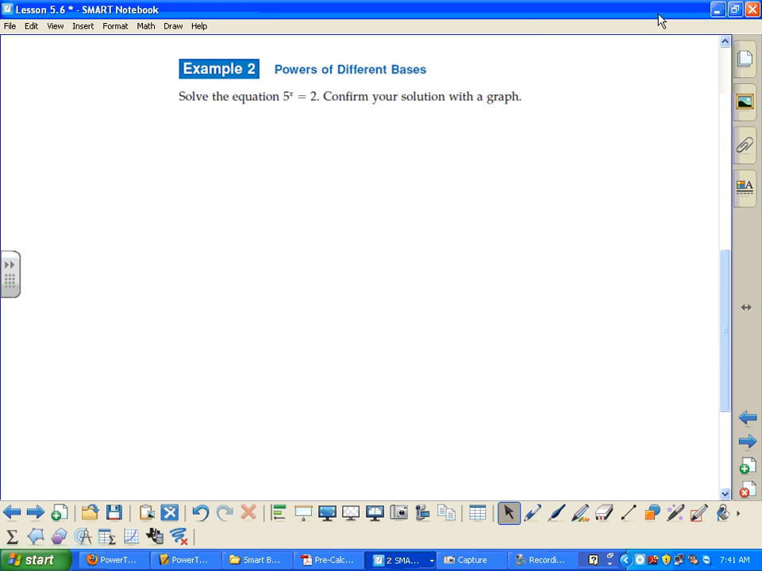Okay, now we're going to look at one where the bases cannot be made the same. Here we want to solve the equation 5 to the x equals 2. 2 and 5 don't ever go into each other, so we have to use logarithms to solve this. We can use the natural logarithm or a common logarithm, but usually we're just going to use a common logarithm. A reminder: whatever you do to one side of an equation, you do to the other side of the equation.